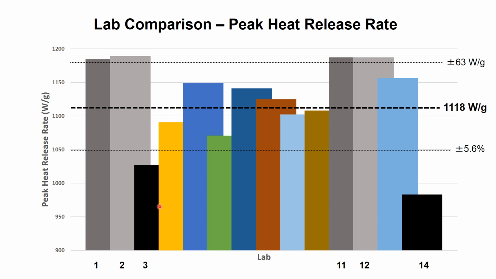This first graph shows the peak heat release rate that had an average of 1,118 watts per gram with a standard deviation of 63 watts per gram or 5.6%. Ideally, we'd like this value to be less than 5%. 2 labs are considerably lower and 4 labs are a little bit higher. These values are related to the heating dynamics of the test and can be improved with a heating rate calibration.